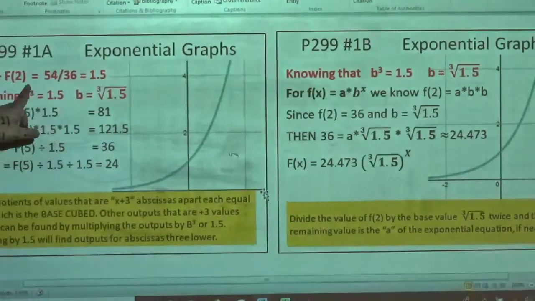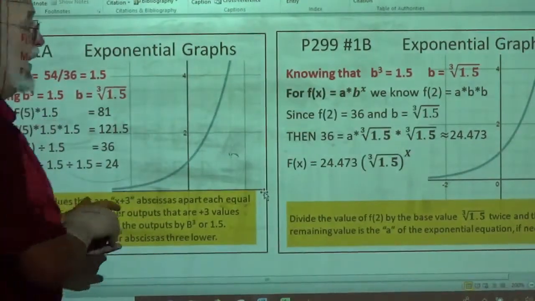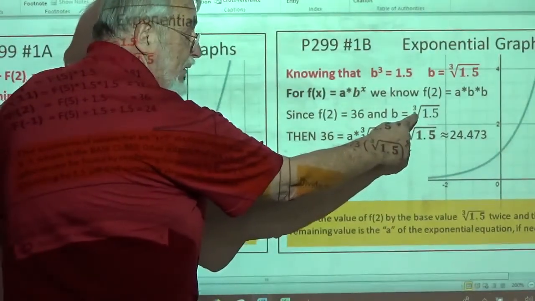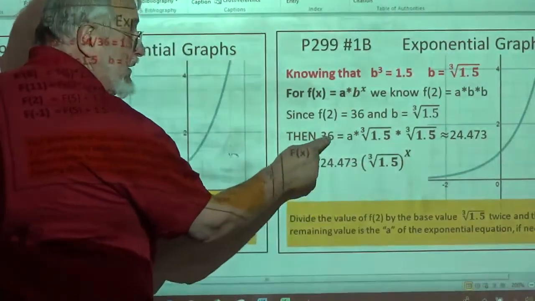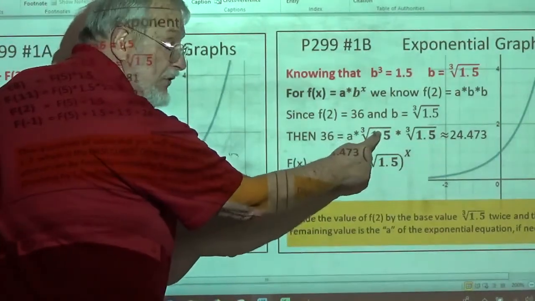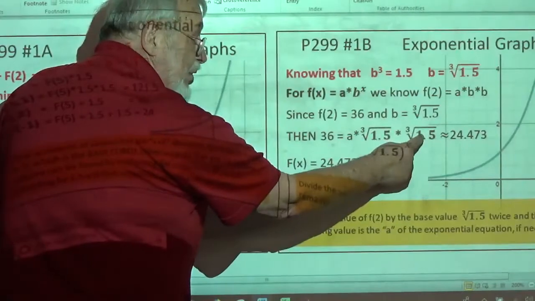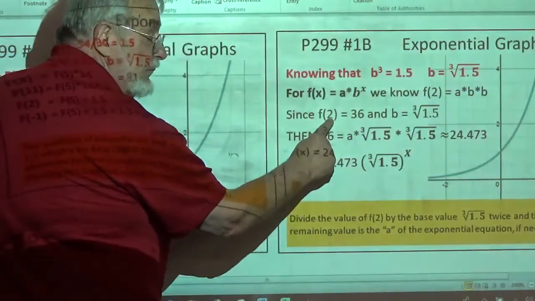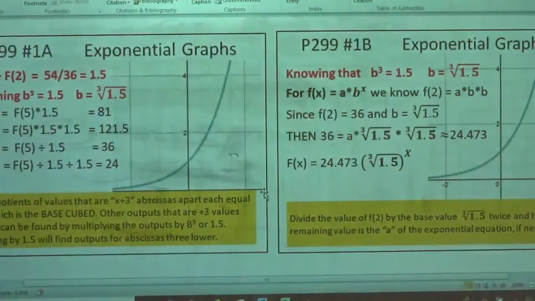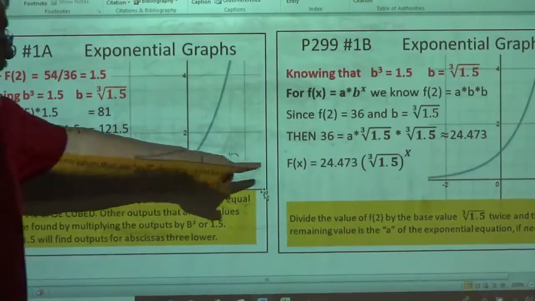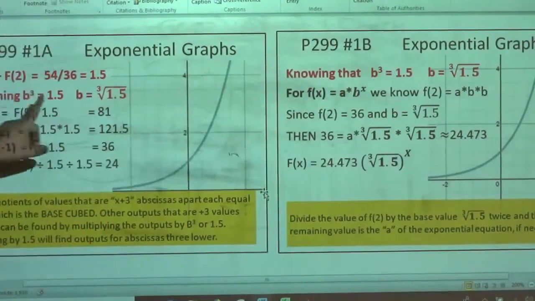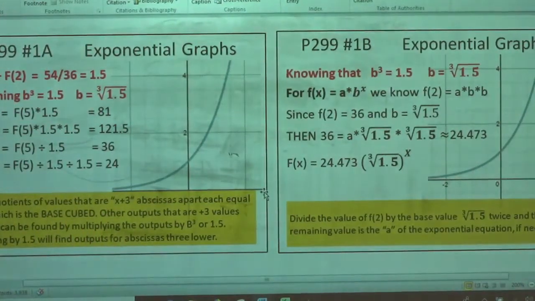Because I have 2 over here, which is 36, I know that 36 and this b are related. Right? And so 36 is equal to a times the cube root, which is b, times the cube root, which is b, because there's only 2 of them. And when you solve for a, you end up at 24.47. And so that's the value of a, and therefore there's my equation of that graph given only those 2 points.